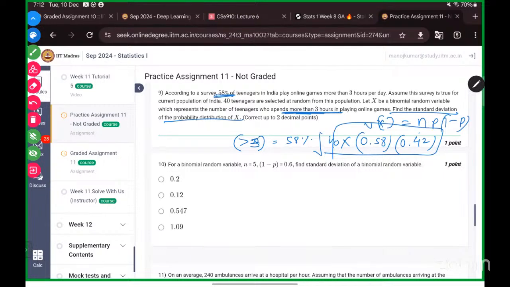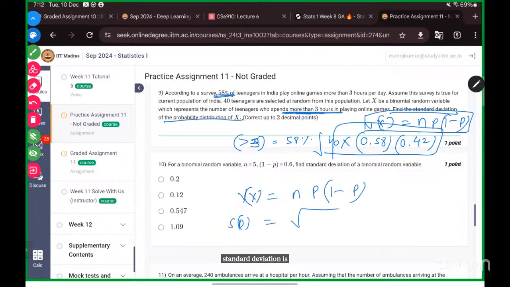Suppose the question says find the sample variance, not find the standard deviation. This is variance only. Only the formula n p into 1 minus p gives the variance. Standard deviation is under root of variance. Okay, sir. Thank you. This is the standard deviation for binomial.